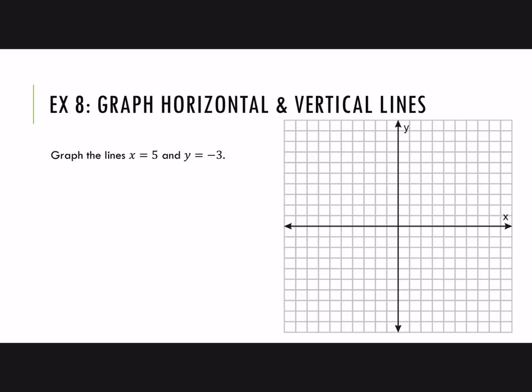Okay, graph the lines x equals 5 and y equals negative 3. A little bit of a shortcut to choosing points. X equals 5, just go to where x is 5 and put a little tick mark, and then just draw a line straight through that, because those are all of the points that have an x coordinate of 5. Y equals negative 3, go to the y-axis, find where y is negative 3, and then draw a straight line through there. And that's it.